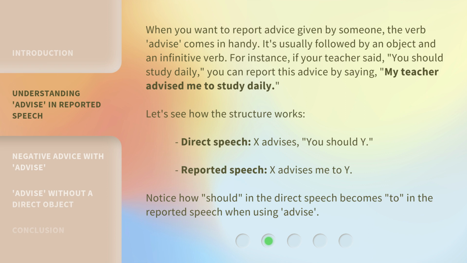Direct speech. X advises. You should Y. Reported speech. X advises me to Y. Notice how should in the direct speech becomes to in the reported speech when using advise.